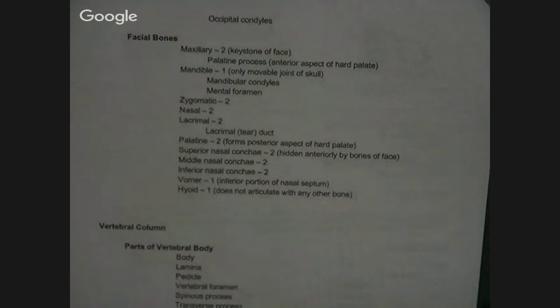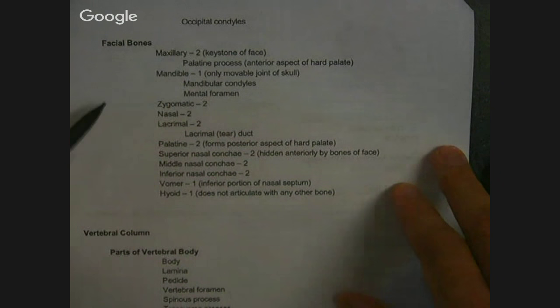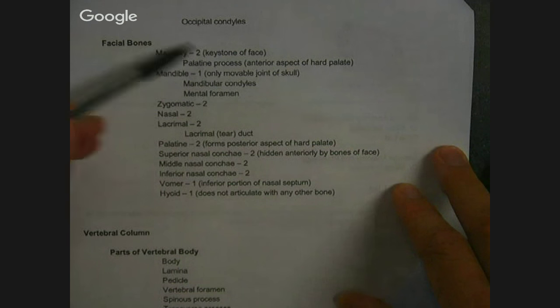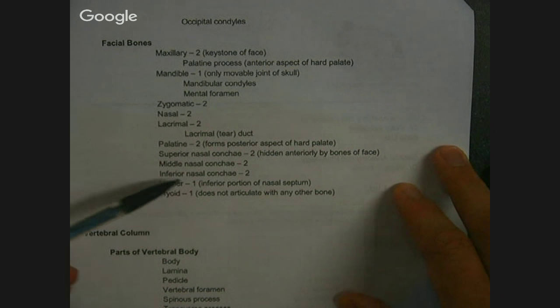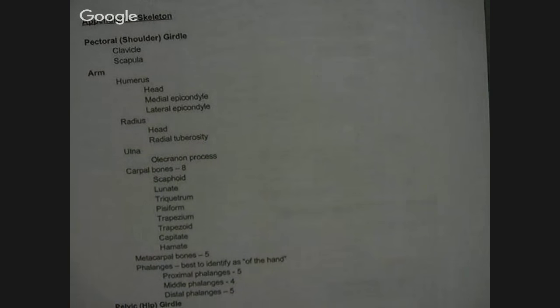But every single bone of the body is located on this bone list. So if you're looking for a nice comprehensive list of the bones and how many, and just some characteristics of the different bones, like keystone of the face, for example, I have all that here. It's a nice list for you.